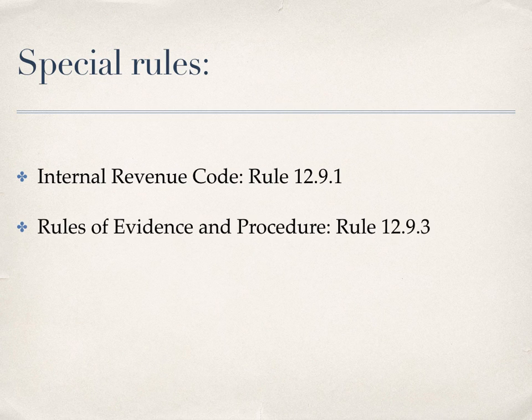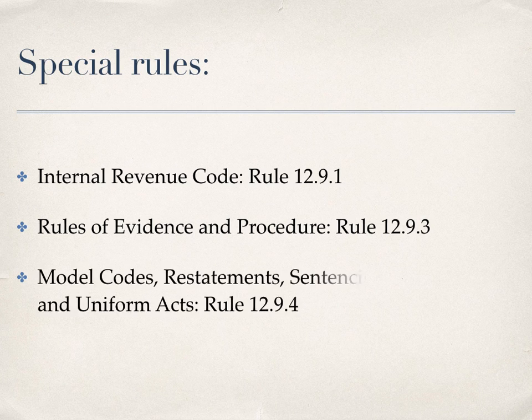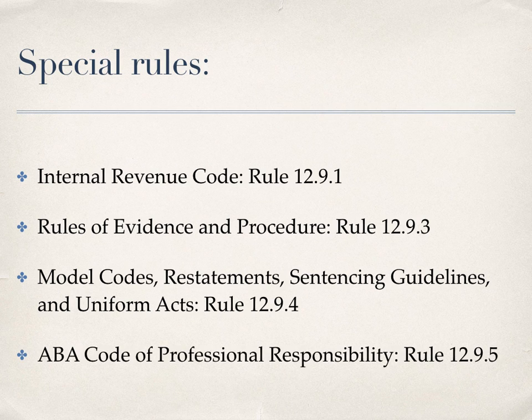Rules of evidence and procedure likewise have their own special format under the Blue Book, and you can find it in Rule 12.9.3. Model codes, restatements, sentencing guidelines, and uniform acts can be found in Rule 12.9.4. And finally, the ABA Code of Professional Responsibility has its own rule, Rule 12.9.5. So if you're going to be citing to any of these special statutes or portions of the statutes, please make sure that you consult the specific rules under 12.9.